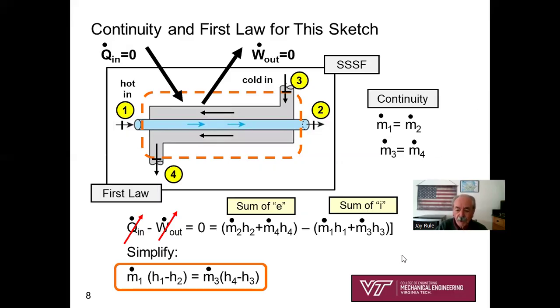Continuity equation for both sides. How about the hot fluid? Steady state, steady flow. M dot 1 equals M dot 2. That's a statement of continuity. M dot 3 equals M dot 4. There's the cold fluid, continuity.